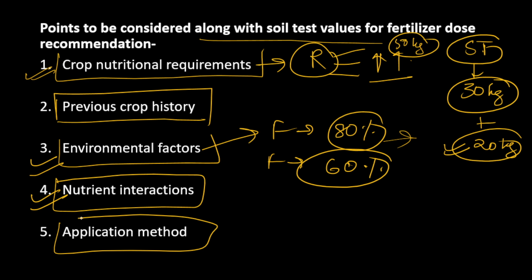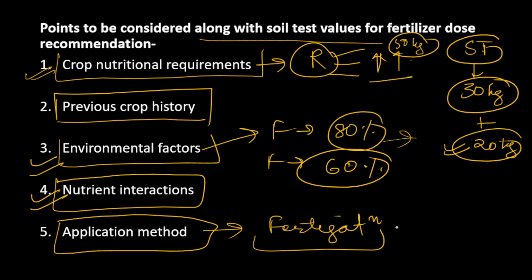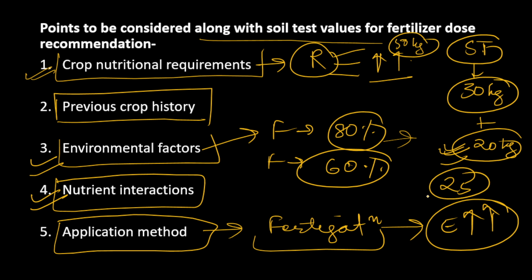Application method. Various application methods have various efficiency. Suppose we are applying through fertigation. What happens in fertigation? We all know that the nutrients are provided through drip irrigation methods. So here nutrients go directly to the roots, and the efficiency of fertilizers will be very high. If your plants need 20 kg, we will just give 25 kg, because we know that around 80% will be absorbed and the efficiency is high.